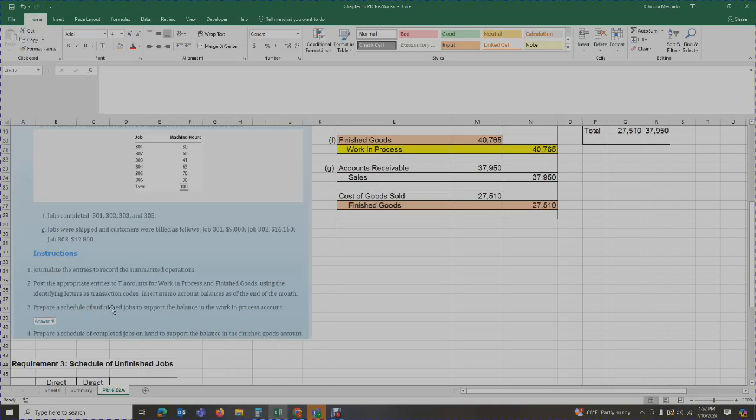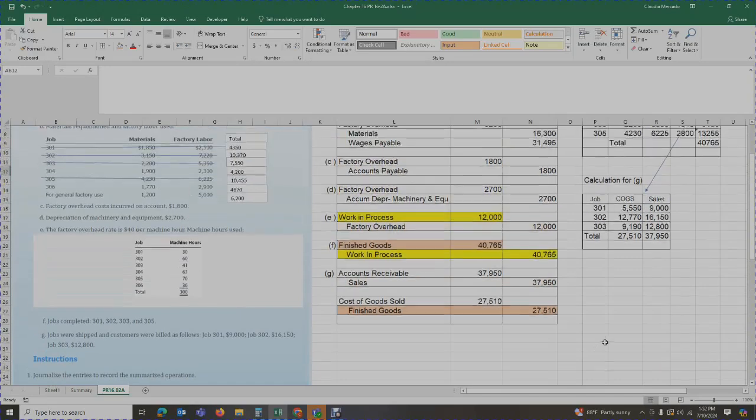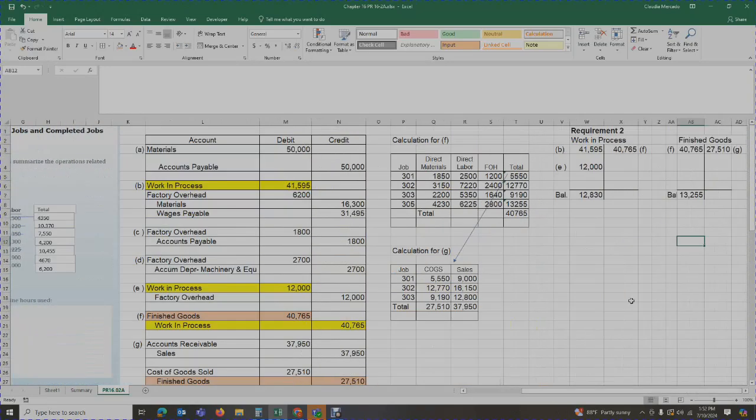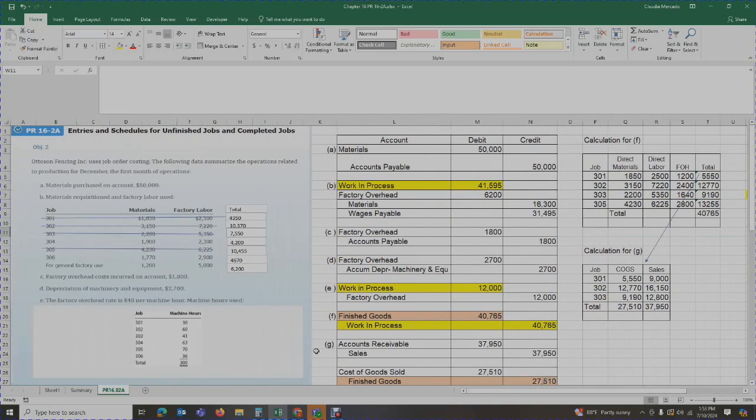Requirement 3: prepare a schedule of unfinished jobs to support the balance in the work in process account. So we've already calculated that in work in process, we have a balance of $12,830. But I don't know what makes up $12,830. So we have to create a schedule of those jobs that have not been completed. If you recall, I was marking off the jobs that we were working on that were completed. Those are the jobs that have been completed. So the ones that are not marked are the jobs that we have not completed.